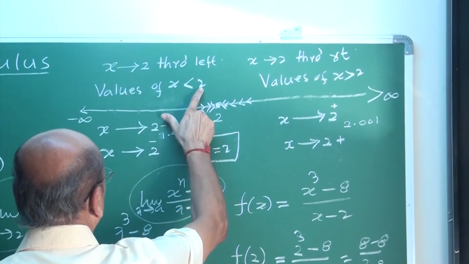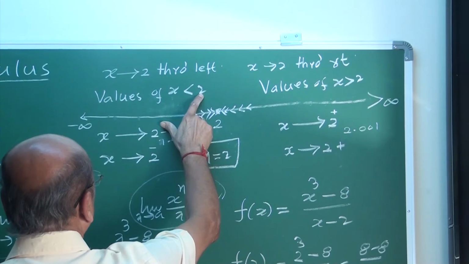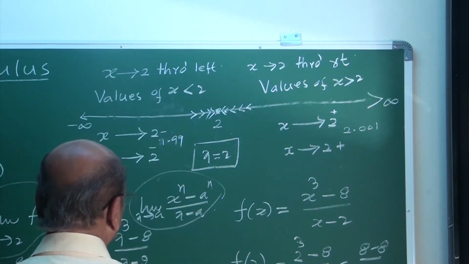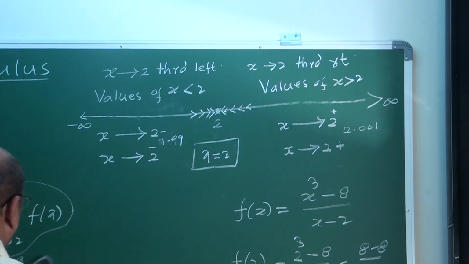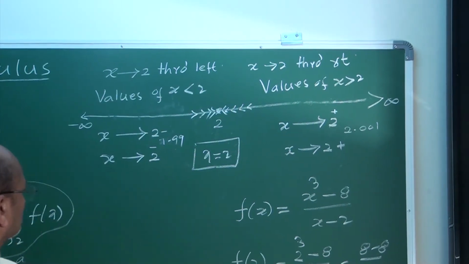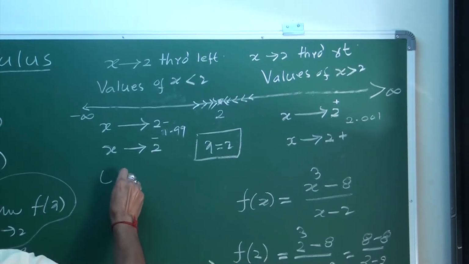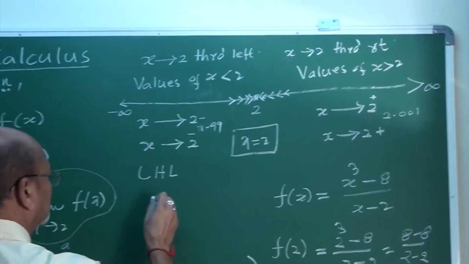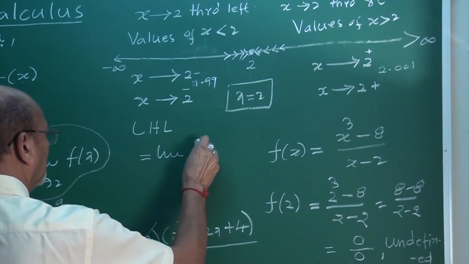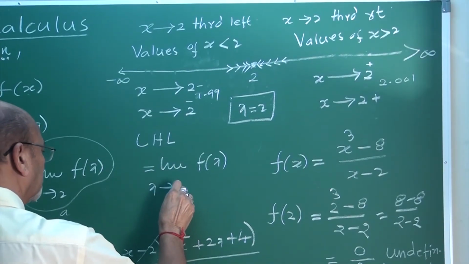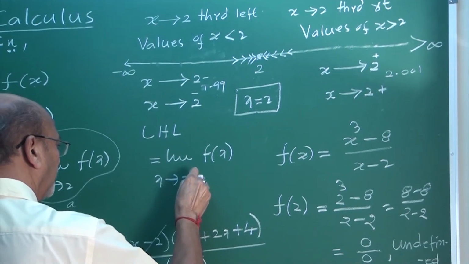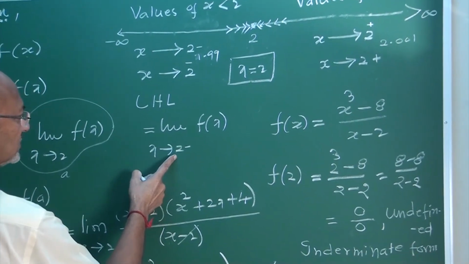Taking the values less than 2, such a limit is called left hand limit, my friends. This here is the left hand limit. In this case, what is it? Limit of f(x) as x tends to 2 minus, it takes values less than 2.